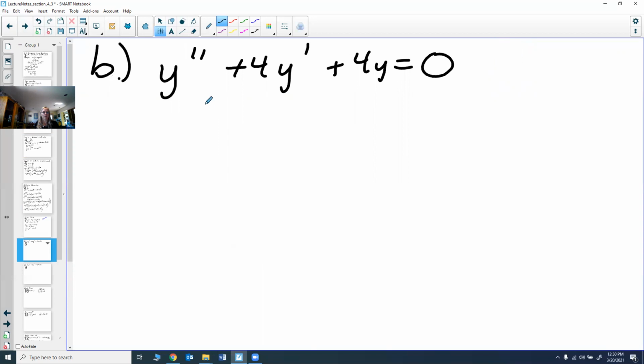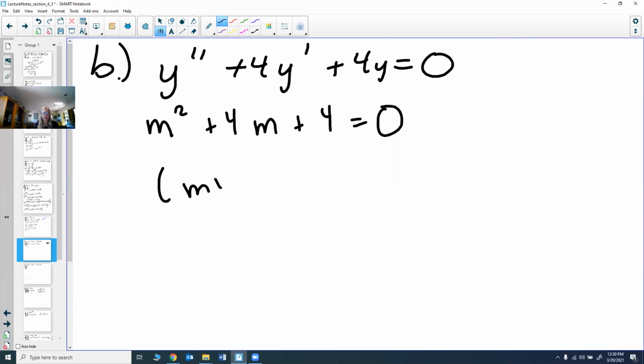So again, I'm going to first find the auxiliary equation. So if I have y double prime, that gets replaced with an m squared. Y prime gets replaced with m. And then we get 4. So we get m squared plus 4m plus 4. That is your auxiliary equation. Again, you want to solve this. This factors as m plus 2 quantity squared. So m equals -2. So we get one repeated root.